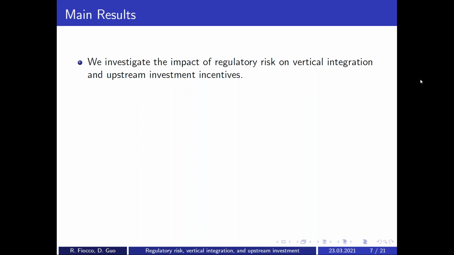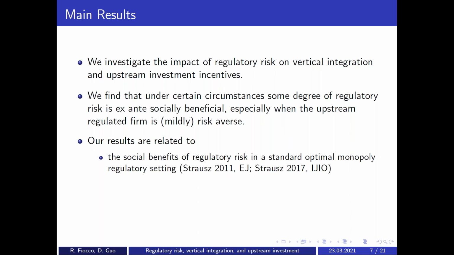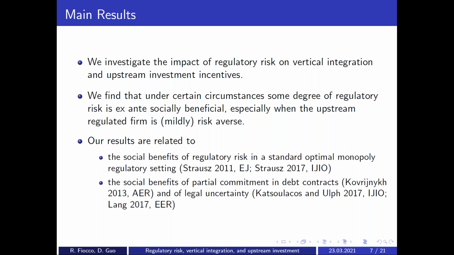So in our paper, we investigate the impact of regulatory risk on vertical integration and upstream investment incentives. We find that under some conditions, some degree of regulatory risk is ex ante socially beneficial, especially when the upstream regulated firm is mildly risk averse, which is counterintuitive because, I don't know about you, but before I saw this model, we thought that firms always prefer very stable regulatory policies. Okay, and our results are related to two groups of literature. One group is about the social benefits of regulatory risk in a standard optimal monopoly regulatory setting, and another group is about the social benefits of partial commitment in debt contracts and of legal uncertainty.